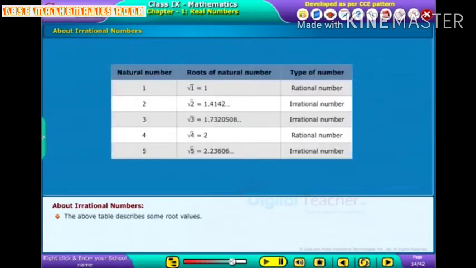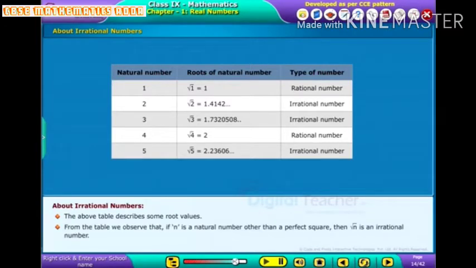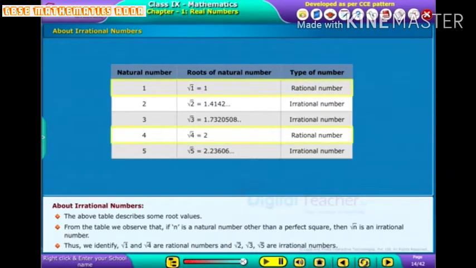The above table describes some root values. From the table, we observe that if n is a natural number other than a perfect square, then √n is an irrational number. Thus, we identify √1 and √4 are rational numbers, and √2, √3, √5 are irrational numbers.